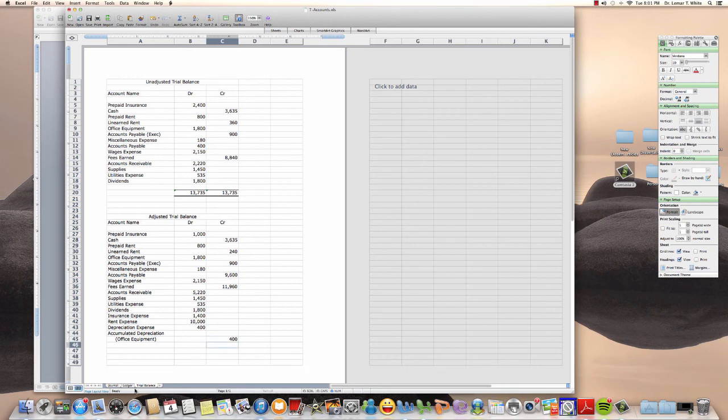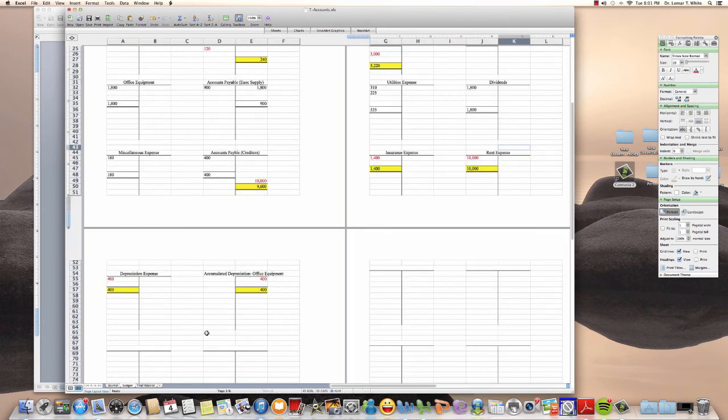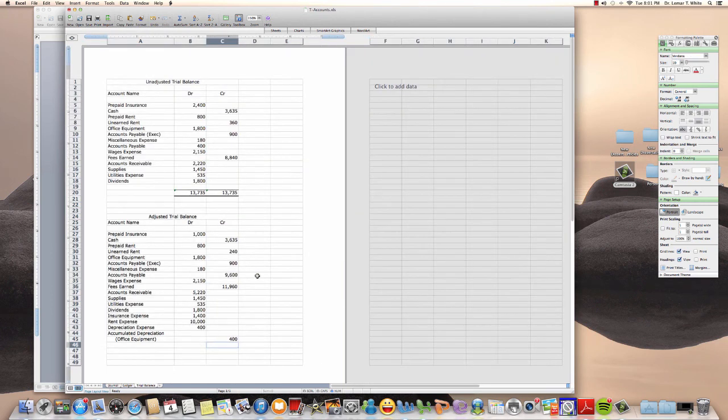Do I have all my accounts and the balances? Yes, I do. So now I'm going to balance this. I'm going to put my fancy double lines, which shows that this is the ending balance. I'm going to add up everything on the debit side only, and I get $26,735. Now I'm going to add up everything on the credit side. Also $26,735.